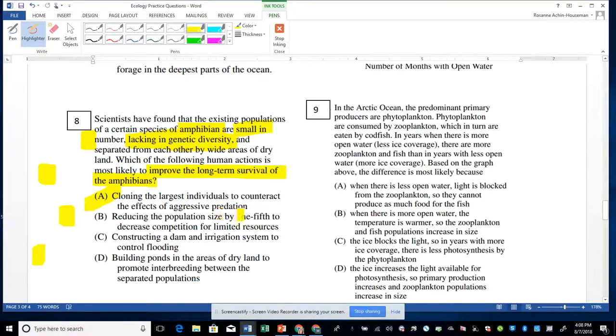Reducing the population size by 1/5 to decrease competition for limited resources. Nope, they will reduce their own population, so that's a no. Constructing a dam and irrigation system to control flooding. Yikes, you probably will have less wetland then and they'll die off. Building ponds in areas of dry land to promote interbreeding between separated populations. That's what's going to do it for us. So if you can build a pond here and here and here, and now they can hop between the areas that they live in, then maybe they can interbreed, and that might help save this species.